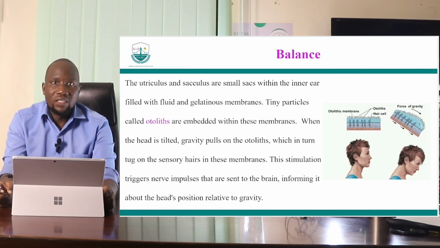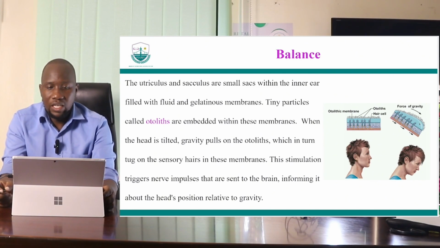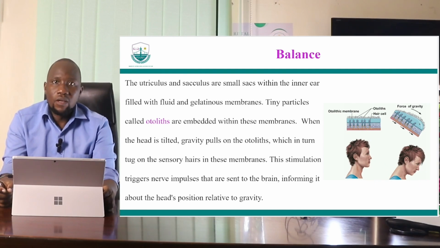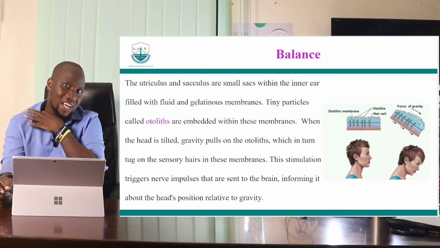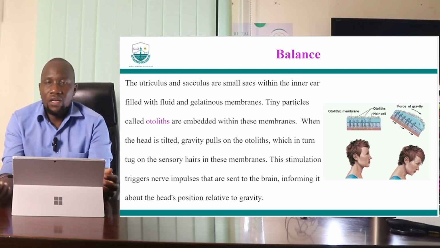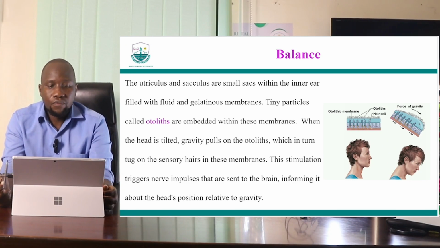Now the other two components, the utriculus and then the sacculus. These are very important. They're actually small sacs. They're also filled with fluids, and within that we have a membrane that has tiny particles that we call the otoliths. The otoliths are embedded within the membrane, okay, just like what you see in the image here.